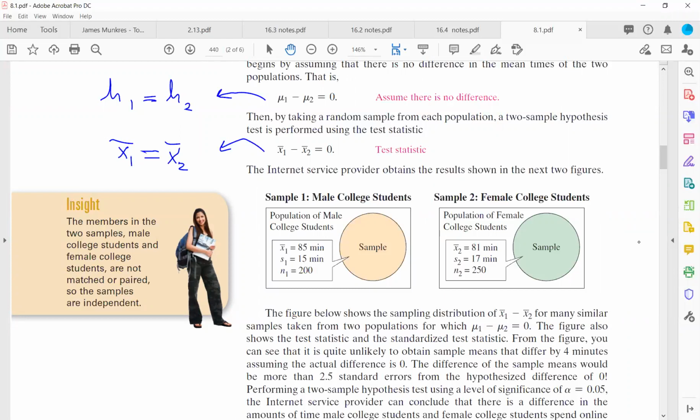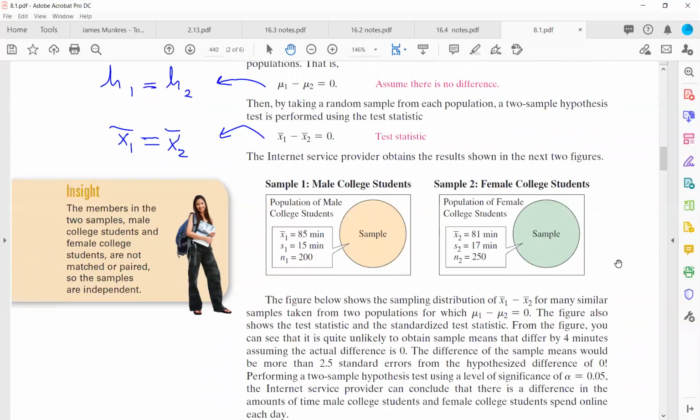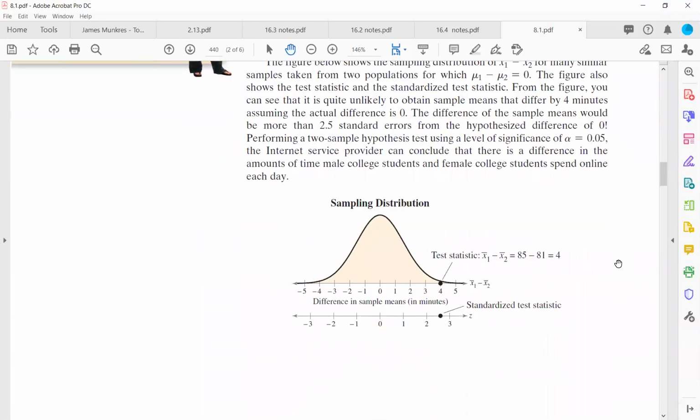You calculate the mean and standard deviation of the first sample, which is x1 bar equals 85, s1 standard deviation 15, and n1 is equal to 200. For the second sample, after collecting the data, you're just calculating the mean and standard deviation. Mean is 81, standard deviation is 17, and sample size is 250. Your goal is to form the null and alternative hypotheses.